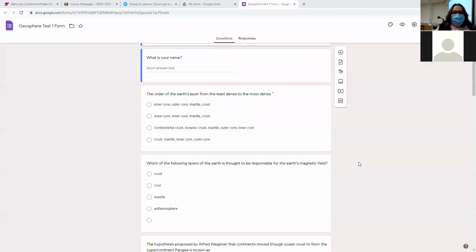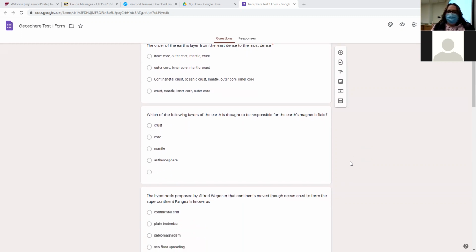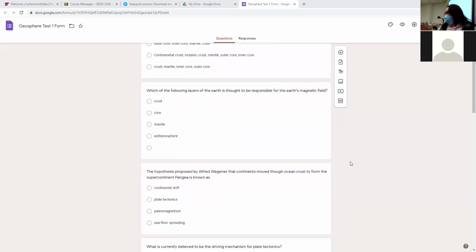All right. So the order of the Earth's layers from the least dense, which is a little bit backwards from the way I asked it on the Kahoot. Least dense would be continental, oceanic, mantle, outer core, inner core. The Earth's magnetic field, that's the core. It's the outer core that rotates around the inner core.